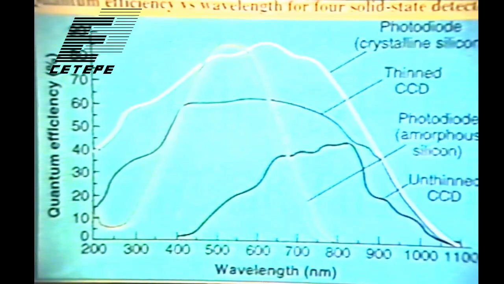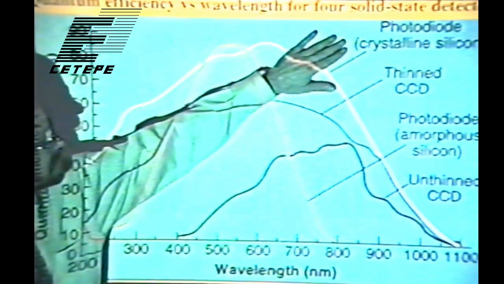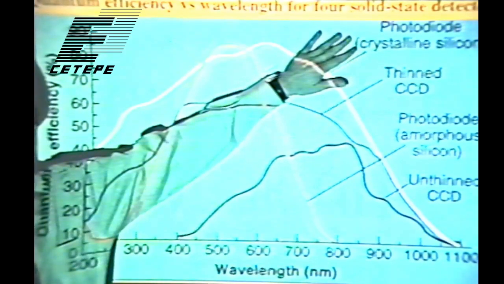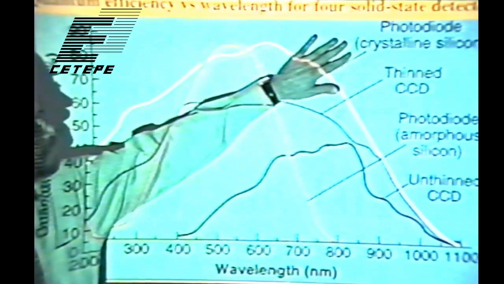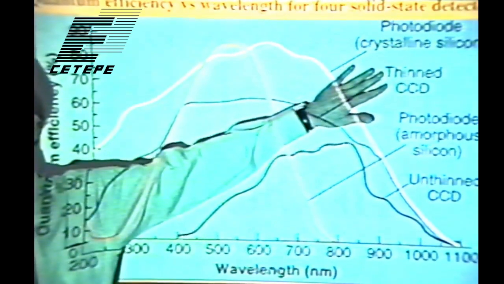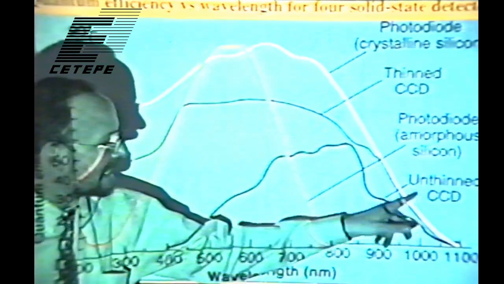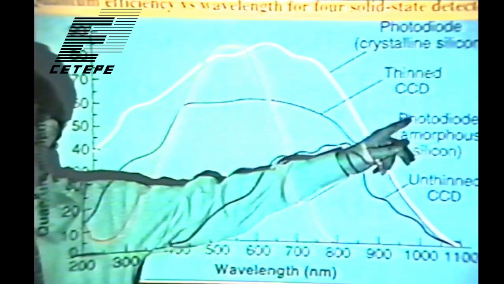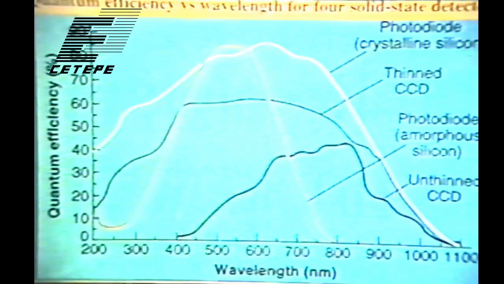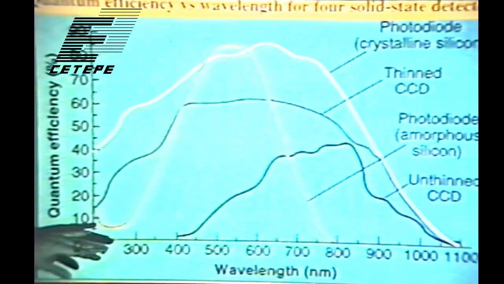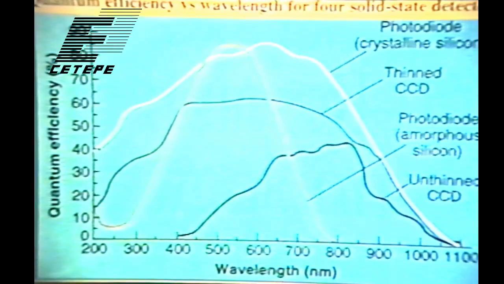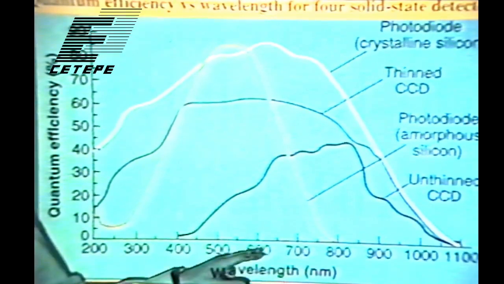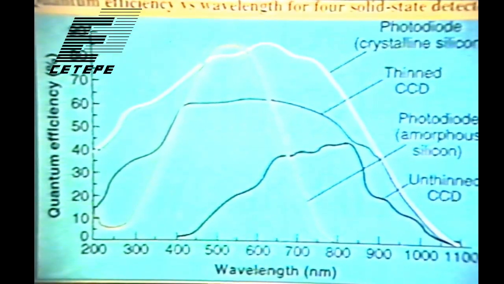So you notice that for all these, here we have a photodiode, which is also crystalline silicon, very similar to a CCD but noisier. Here we have a thinned CCD. Here we have a standard CCD that's not thinned. And here we have an amorphous silicon photodiode, which is the new technology. And you can see that silicon responds best to red light, which is in the kind of 600 to 800 nanometer wavelength range.